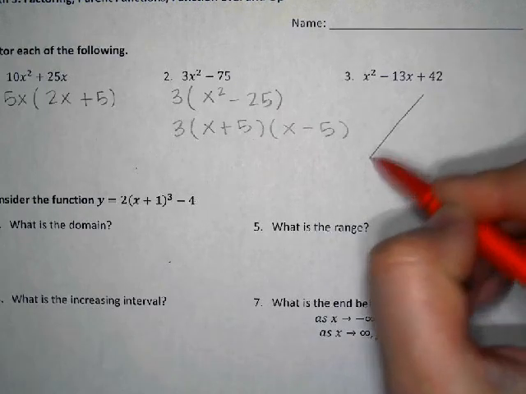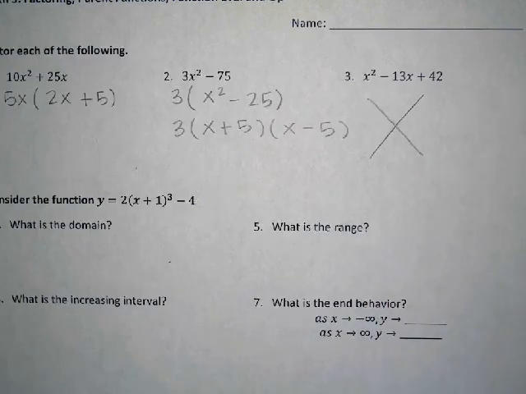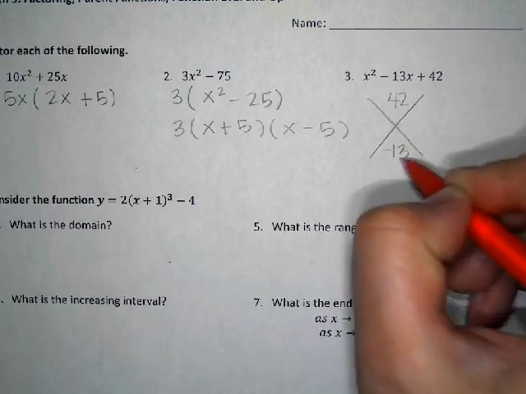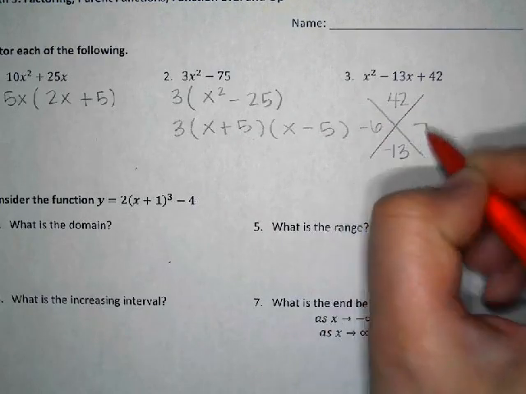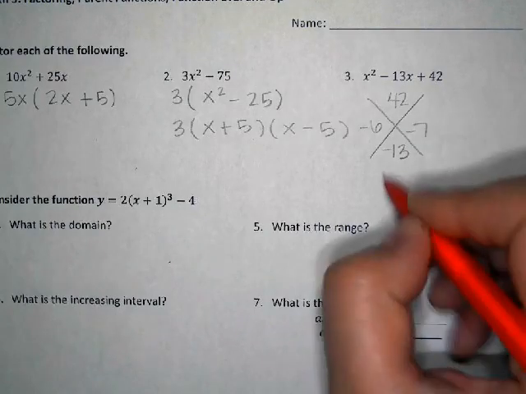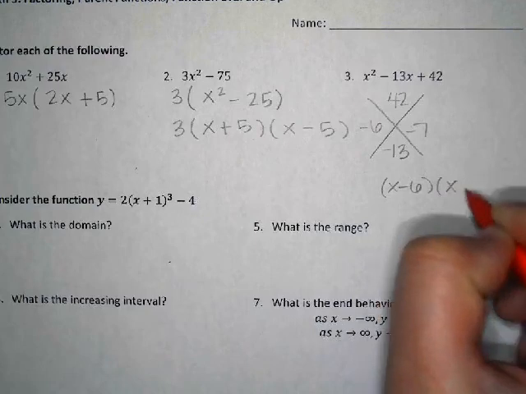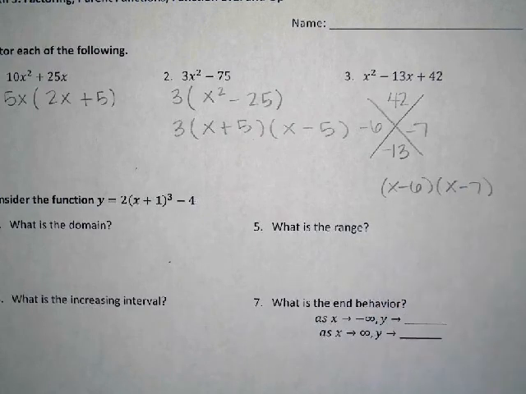The x thing, yep. So multiplying to 42, adding to negative 13, and the numbers are negative 6 and negative 7. Doesn't matter which order you put them. So x minus 6, x minus 7, or x minus 7, x minus 6. Either one is fine. Okay.